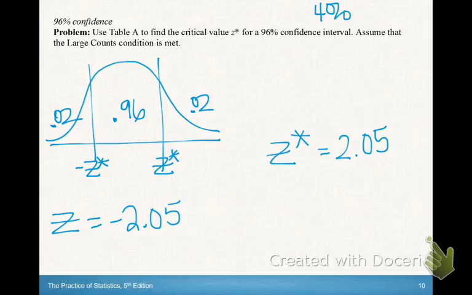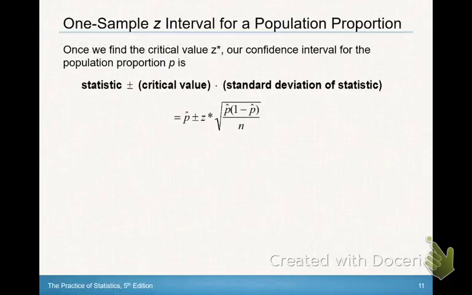Hope that makes sense. If you have questions, jot that down. We have a few more things to go over. Once we find the critical value, our confidence interval for the population proportion is p hat plus or minus the critical value times the standard error.